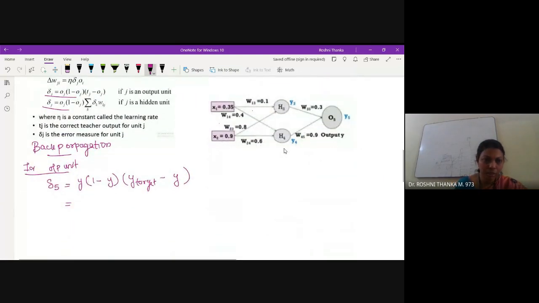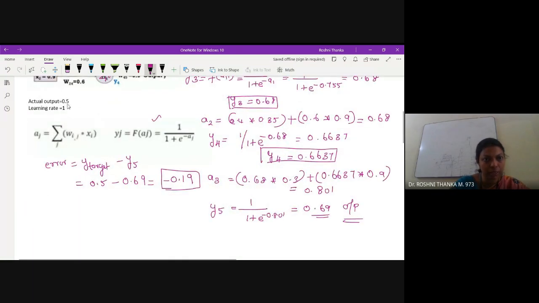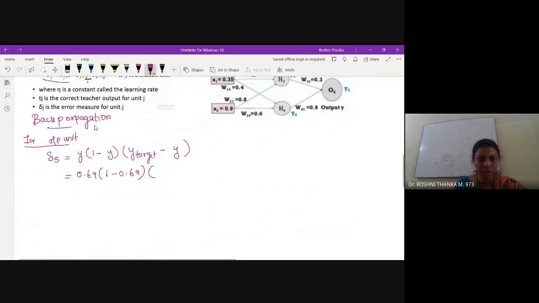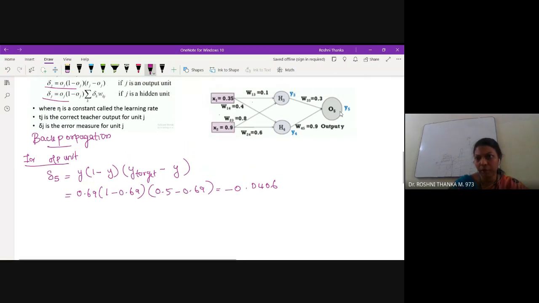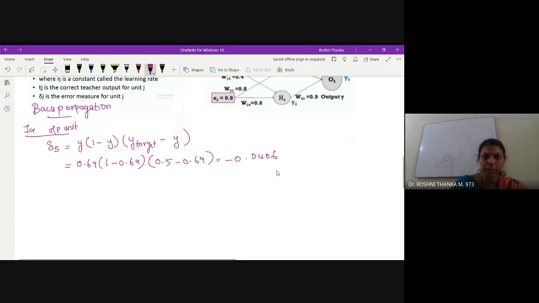So I'll put 0.69 into 1 minus 0.69. What is the target actually? The target which we got is 0.5. So we have to apply that: the target is 0.5 minus 0.69. So you will get minus 0.0406. This is the value you will be getting. So for this particular node, we found the error. If I want to update the weight for this node, I have to find the error. For this node also I want to find the error.